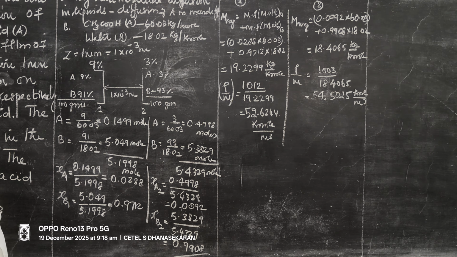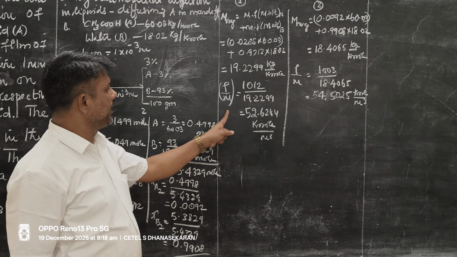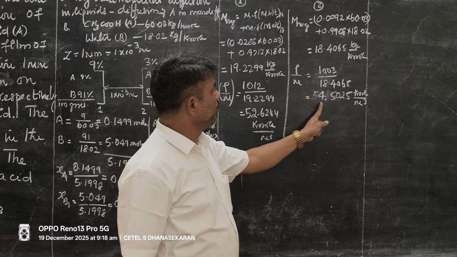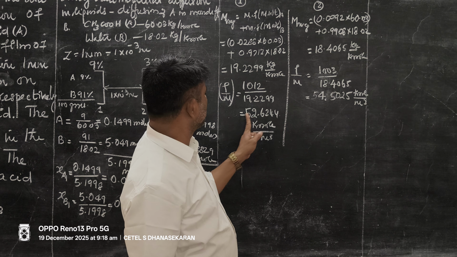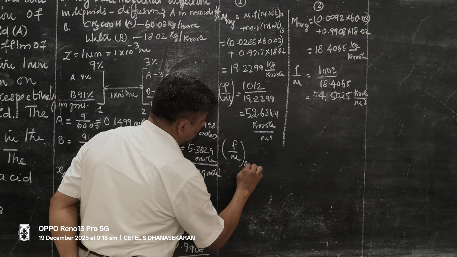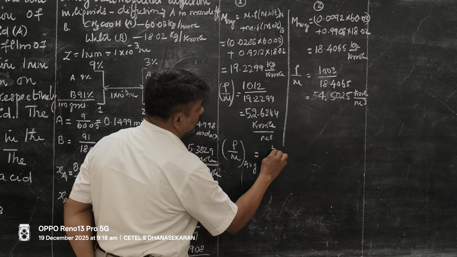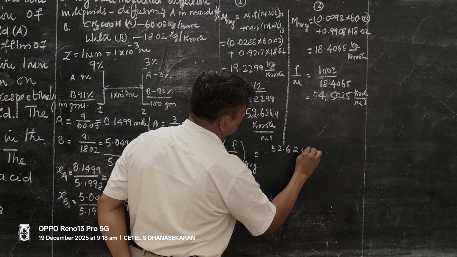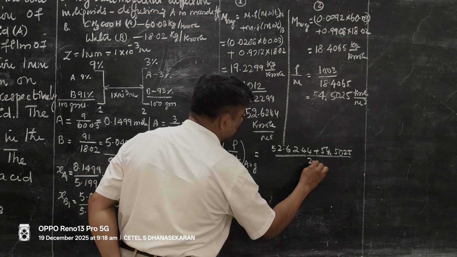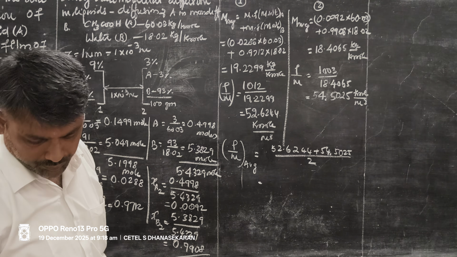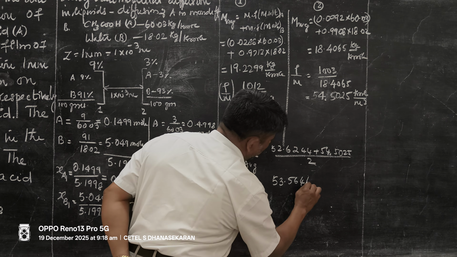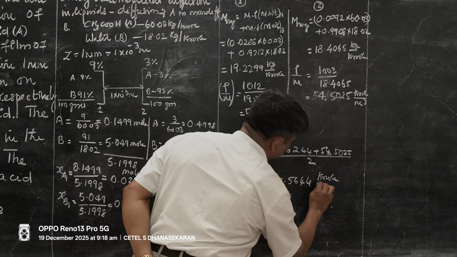Clear? So now we arrived: in region 1, rho by M is equal to 52.6244 and rho by M is 54.5025 for region 2. I am in need of rho by M average. That means 52.6244 plus 54.5025 divided by 2. The answer is 53.5644 kmol per meter cube.